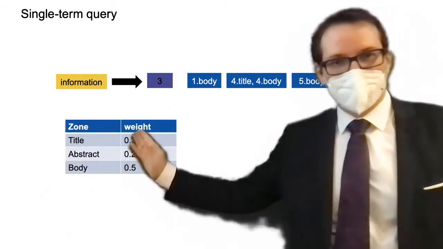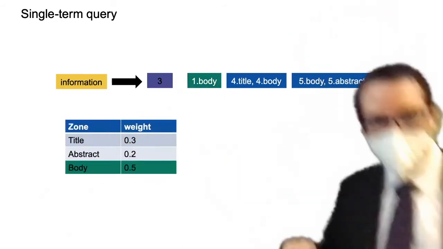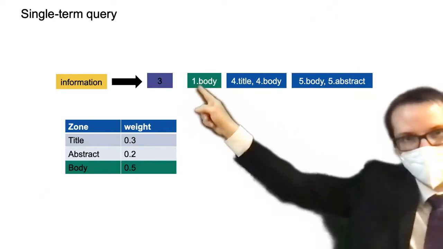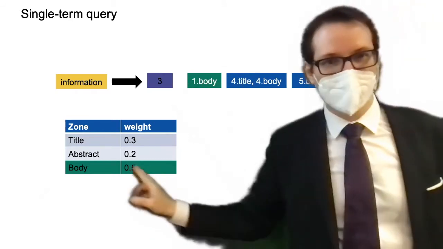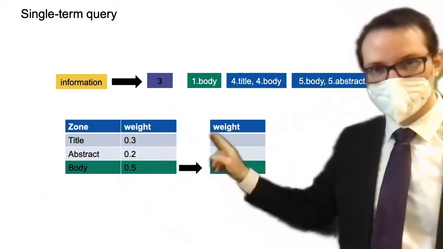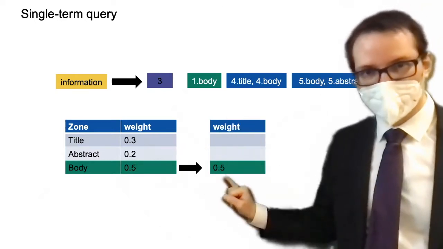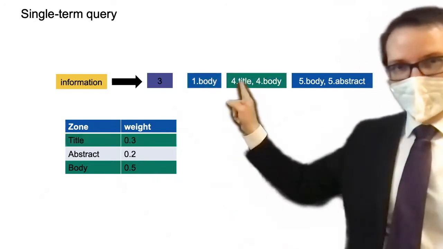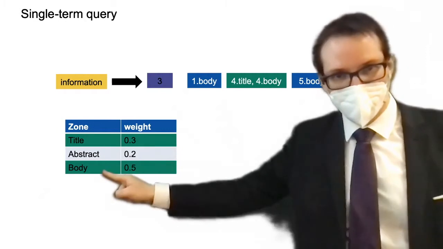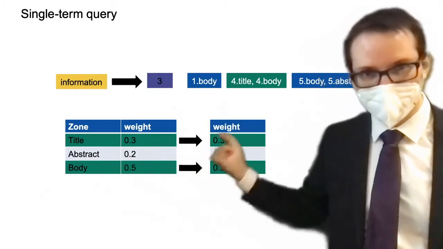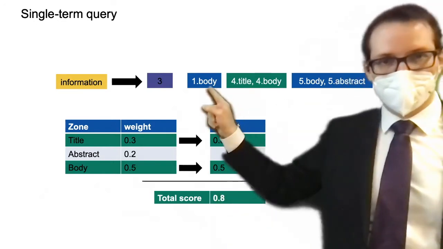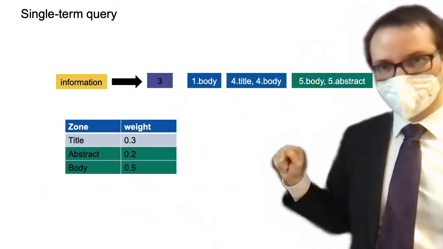All right. So now let's take these weights for title, abstract, and body. And then, for example, if I have here that the term information is in the body of document one, then I just take this 0.5, right? So I add, this doesn't add because it's not in there. And I have 0.5 as the total score. Now, if I take document four, which is in the title and the body, so I take these two right there, and I do the sum, 0.8, right? So this gives me a score for document four.